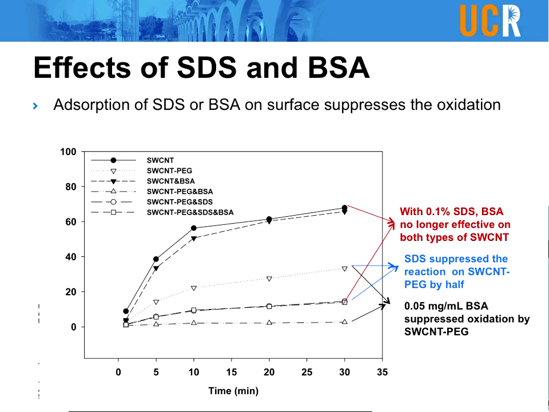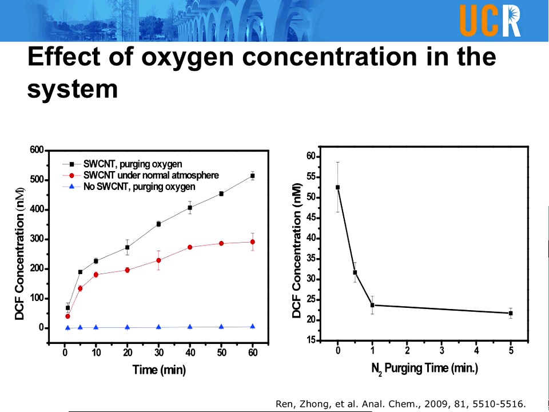Another phenomenon we find out is that if BSA directly interacts with the carbon nanotube, it will suppress the oxidation. However, if the carbon nanotube is coated by SDS, BSA can no longer get onto the surface, and then it won't have any suppression effect. For example, in the unmodified carbon nanotube, which contains 0.1% SDS, BSA is no longer effective. So the oxidation level will just be the same as the nanotube itself. So the surface property will affect this kind of oxidation.